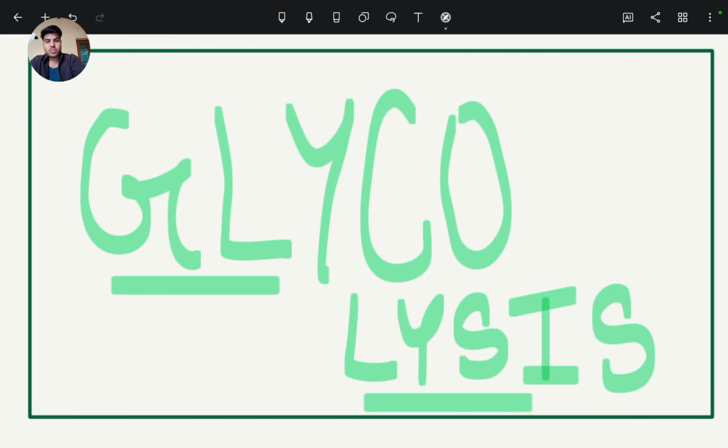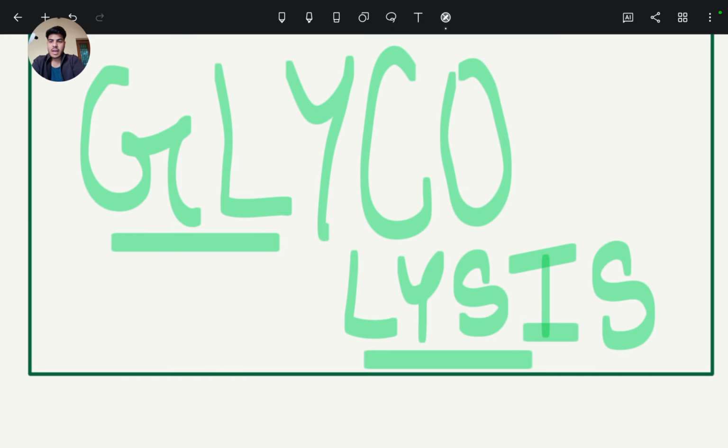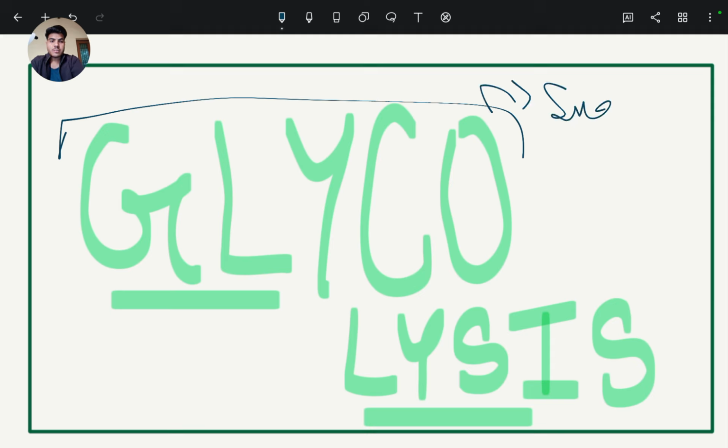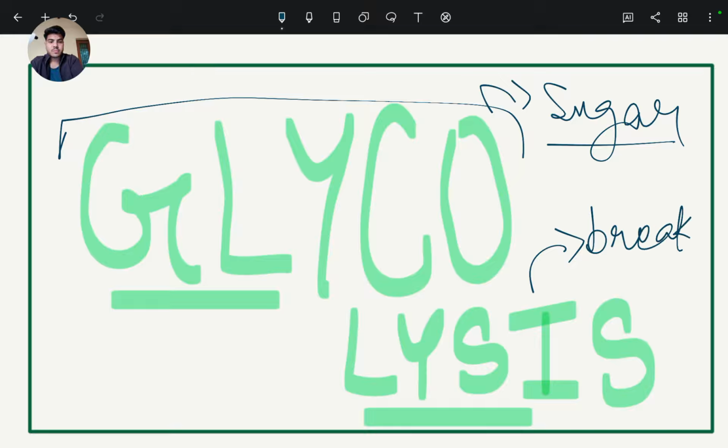Glycolysis. There are two terms in glycolysis, that is glyco and lysis. Glyco means sugar, and lysis means simply break down, so sugar, or here let's say glucose. So it is a process in which partial breakdown of glucose takes place to extract energy.